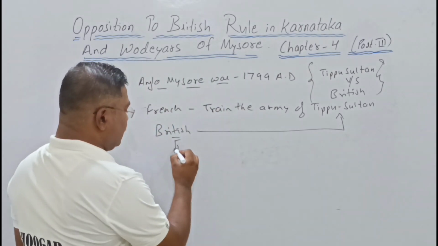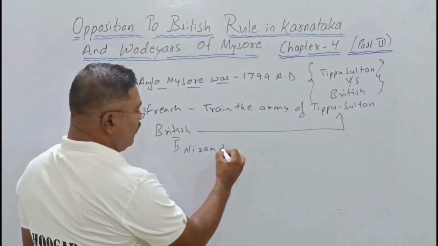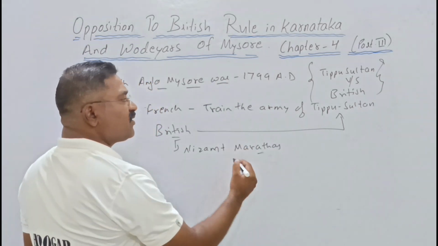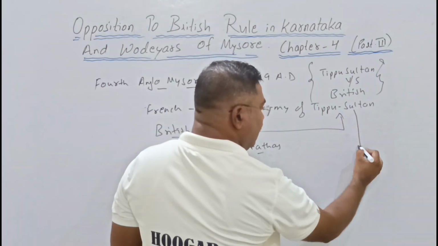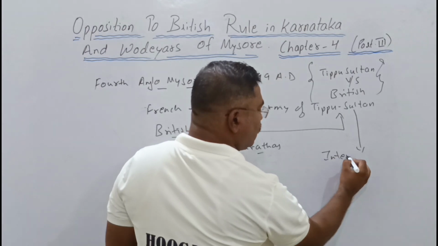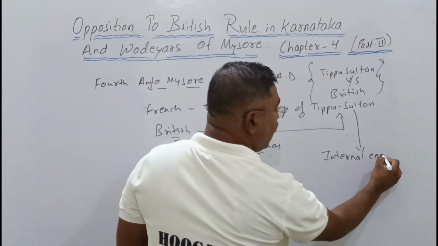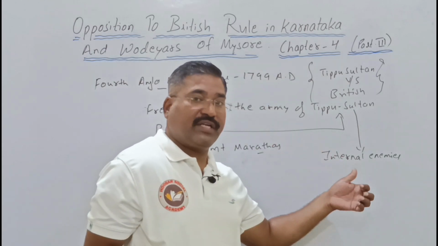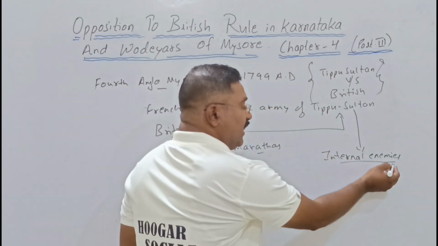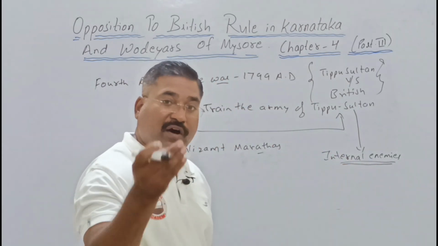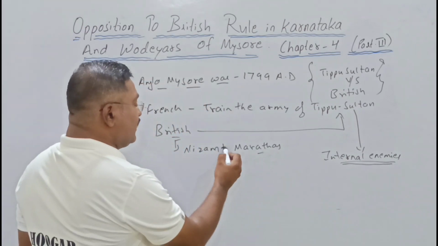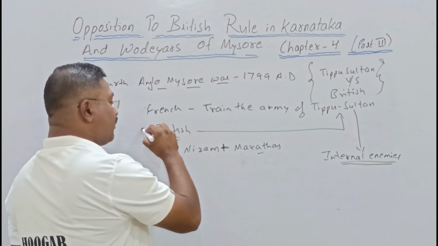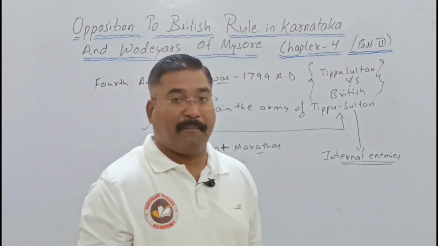Once again, the Nizam plus the Marathas joined. And during this time, the internal enemies of Tipu Sultan were also increasing. So one of the biggest reasons for the fall of Tipu Sultan was the internal enemies, the people of his own empire, and on the other side the Nizam and the Marathas, the native rulers, who joined hands with the Europeans, the British.